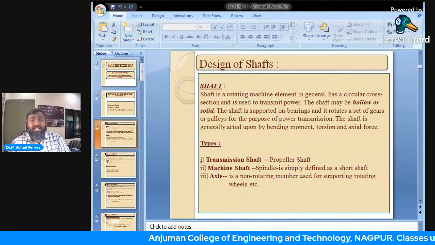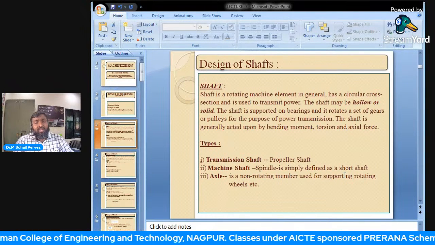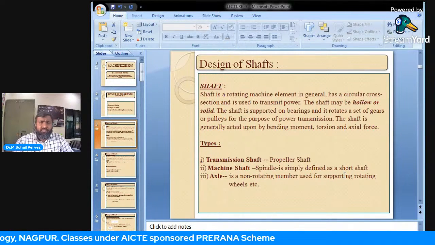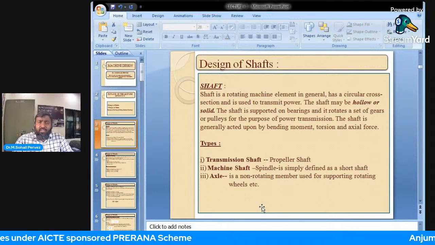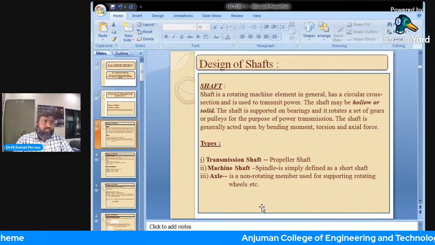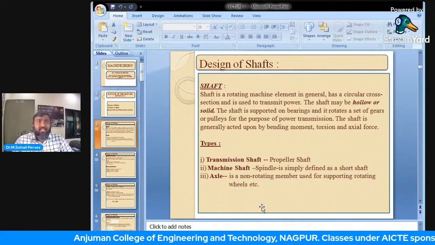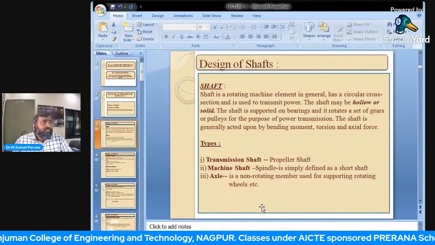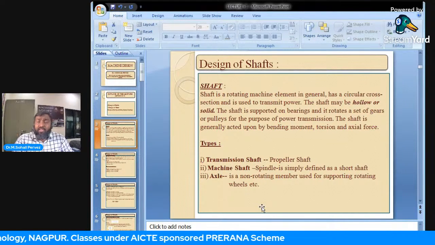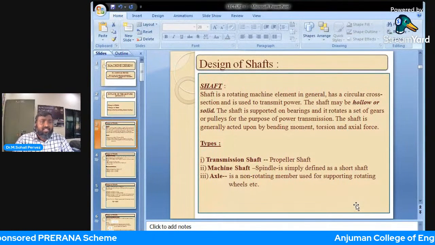Now, how can we classify shafts? Well, depending upon the applications, shafts are classified as a transmission shaft. The best example is the propeller shaft in an automobile, wherein it is transmitting some power. Machine shaft, it is the integral shaft. Integral shaft is nothing but the spindle of machine tools. That is the integral part of the system of the machine. And the third one is axle.